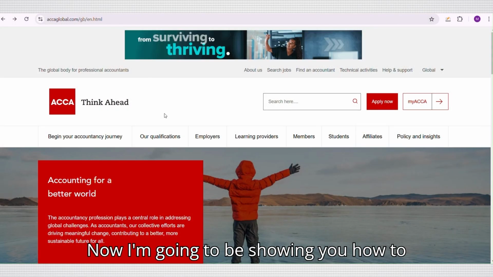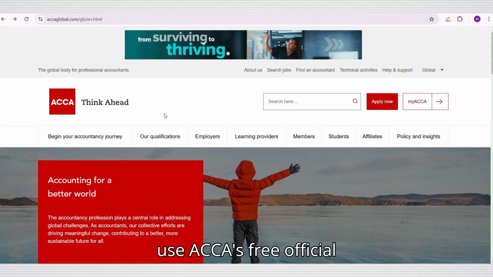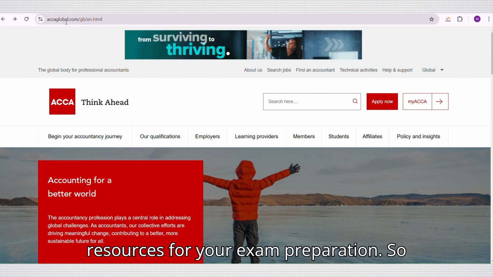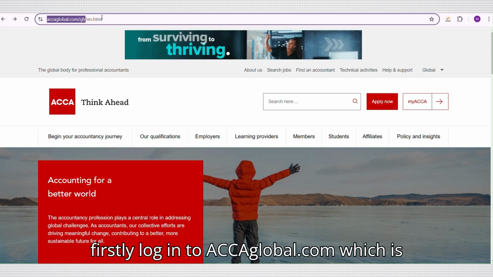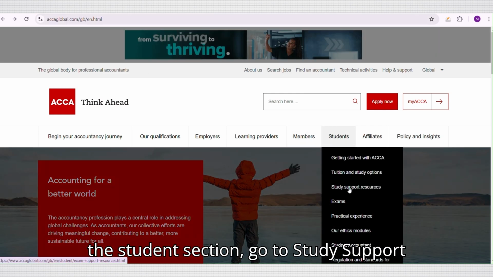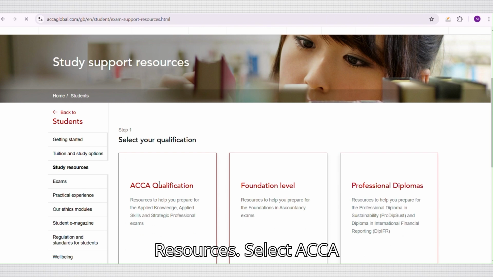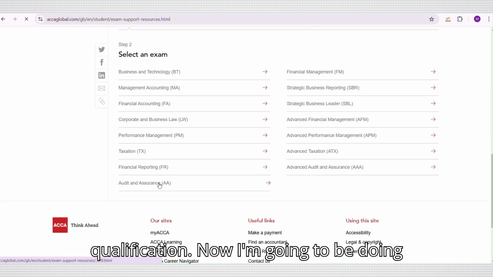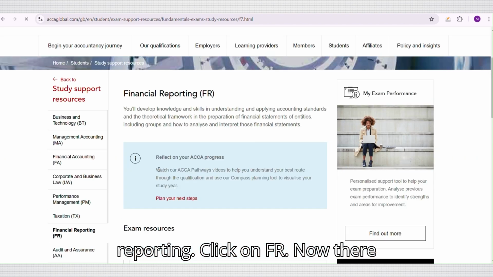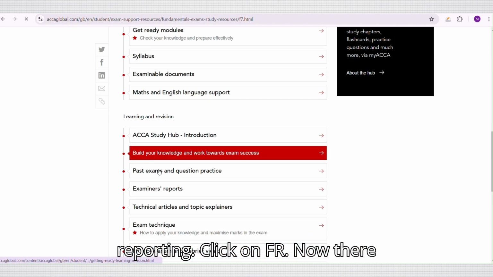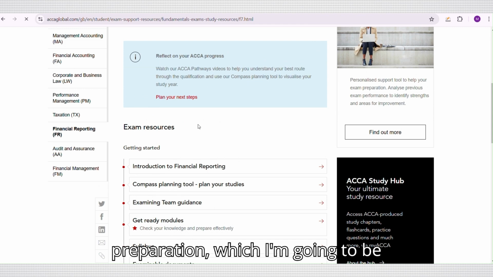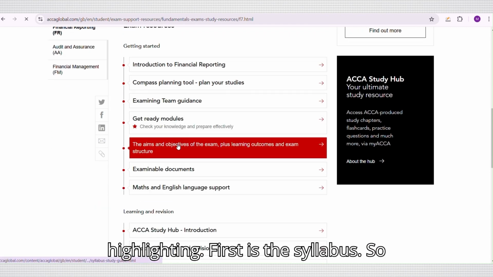Now I'm going to be showing you how to use ACCA's free official resources for your exam preparation. So firstly, log into accaglobal.com, which is the official website of ACCA. Then under the student section, go to study support resources. Select ACCA qualification. Now I'm going to be doing this entire demo using financial reporting. Click on FR. Now there are certain things over here which are very important for your preparation, which I'm going to be highlighting. First is the syllabus.